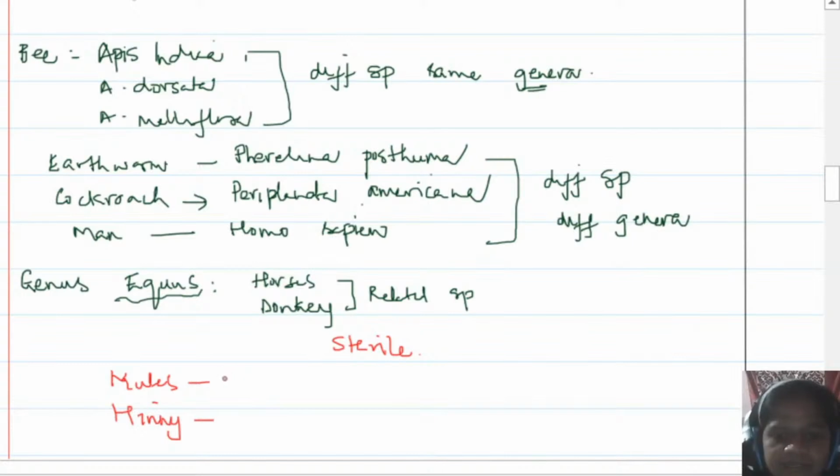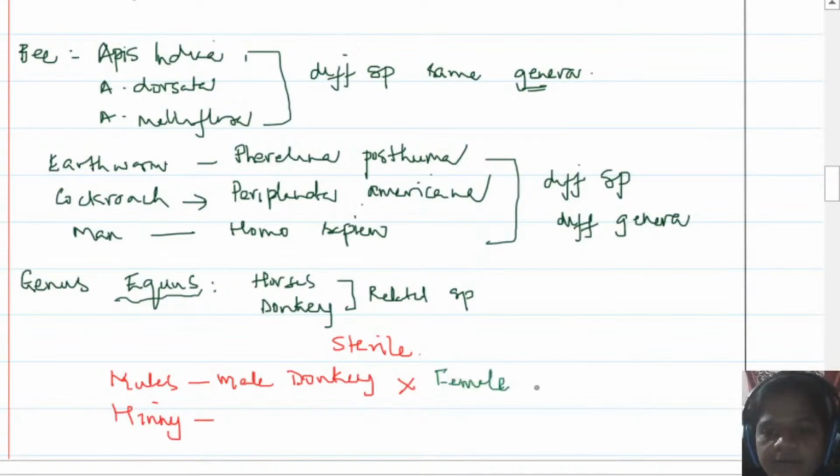A mule is from a jackass. That means a male donkey. If we cross a male donkey with a female horse, or a mare. Anyway, here we have a female horse and we cross the male donkey.